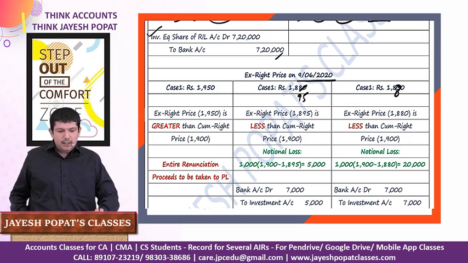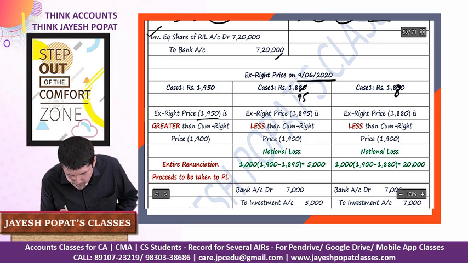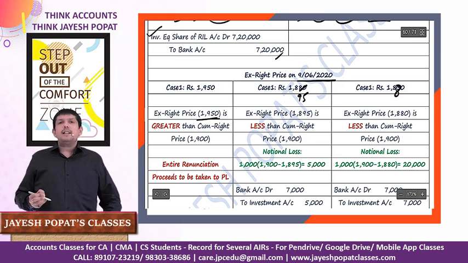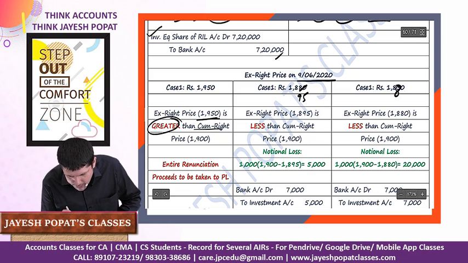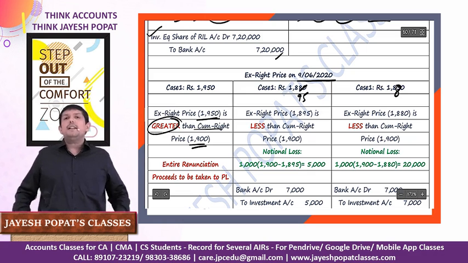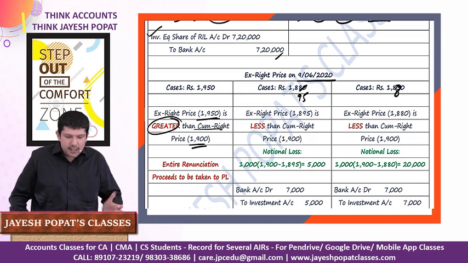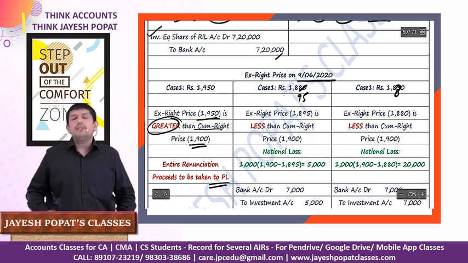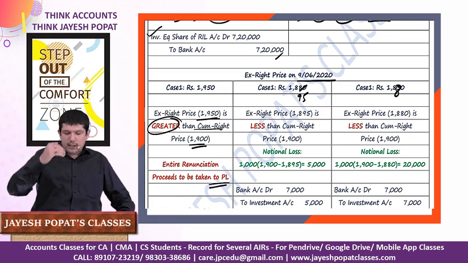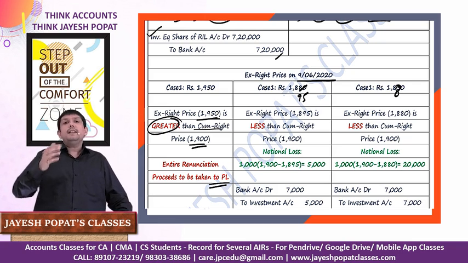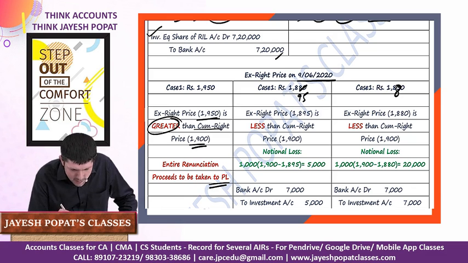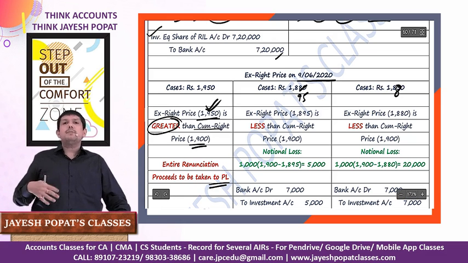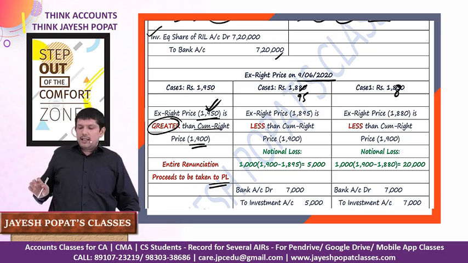So in case 1, we can see that the ex right price after the record date of the right issue, 1950, is greater than the cum right price of 1900 at which we had purchased these shares. Therefore, the entire thing is to be taken to P&L, because this treatment of crediting to the cost of the investment will come only when the cum right price is greater than the ex right price. Here the ex right price is greater than the price at which we purchased. So we don't need to do any additional treatment.